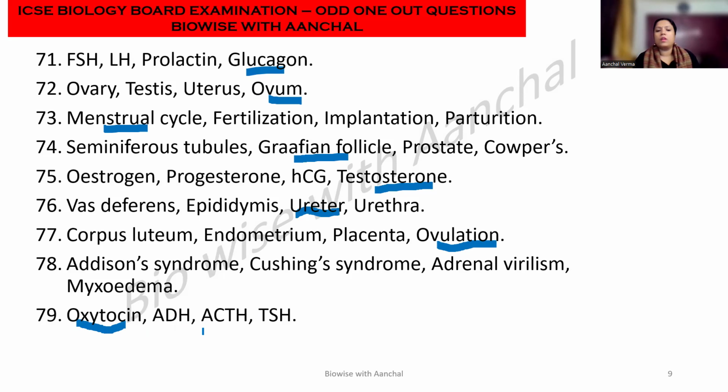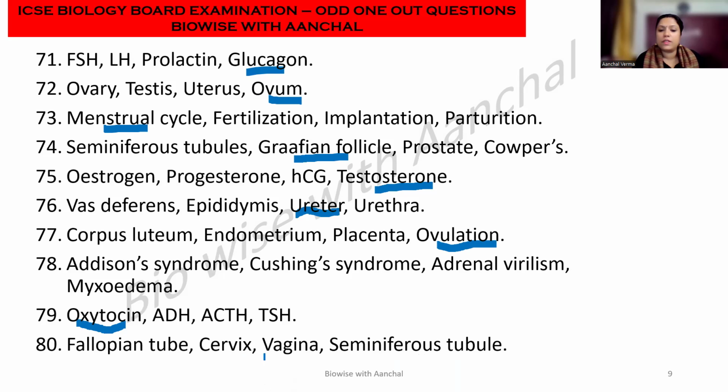Antidiuretic hormone, adrenocorticotropic hormone, thyroid stimulating hormone. They are all released by the pituitary. Oxytocin and ADH are in the posterior lobe, the others in the anterior lobe, so we cannot differentiate on the basis of that. You can say they all give negative feedback and oxytocin has a positive feedback. This is the right answer. The rest of the hormones show negative feedback and oxytocin gives the positive feedback.